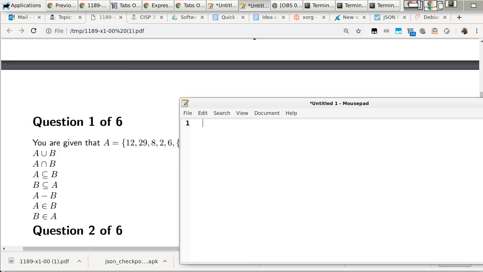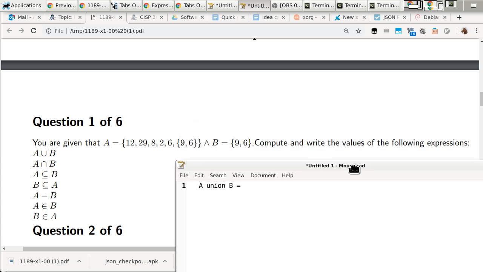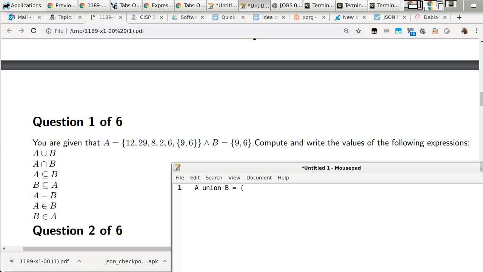All right. So I'm going to repeat the question here. A union B is going to be what? Well, it has everything in A and everything in B, but no repetition. So we got 12, 29, 8, 2, 6, and then we have 9, 6 as a set, and then a 9 and a 6 after that.